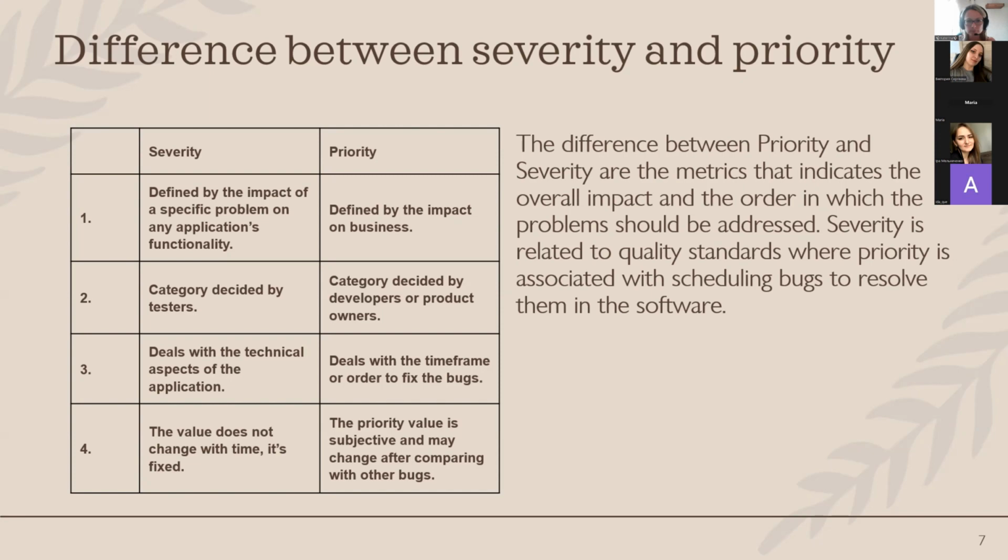The category of severity is decided by testers. The category of priority is decided by developers or product owners. Severity deals with the technical aspects of the application, and priority deals with the time frame or order to fix the bug. The value does not change with the time it is fixed for severity. And for priority, the value is subjective and may change after comparing with other bugs.